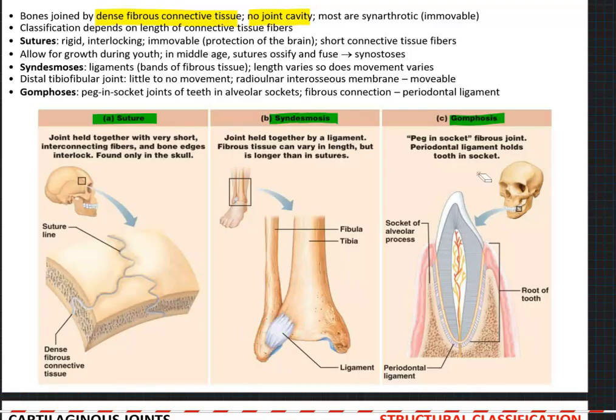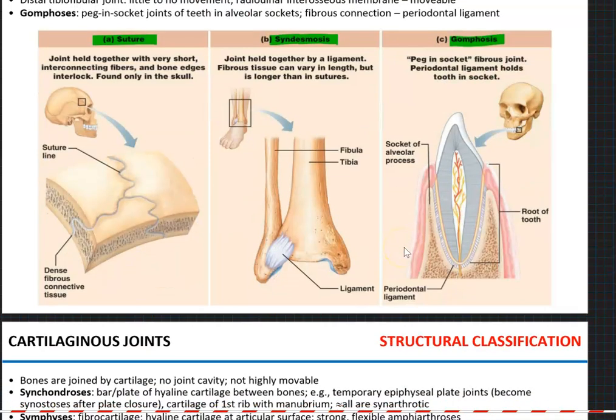So this is the joint formed between your tooth and the alveolar processes of either maxilla or mandible. Obviously, they're not movable, at least not voluntarily movable. Okay? And the connection is by the periodontal ligament.